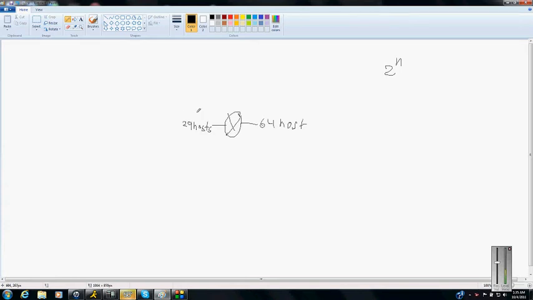Okay, now we have a network of 192.168.1.0, and we need to subnet these. We need to figure out the subnet mask is what I'll be doing. One network needs 29 hosts, and another network needs 64 hosts.